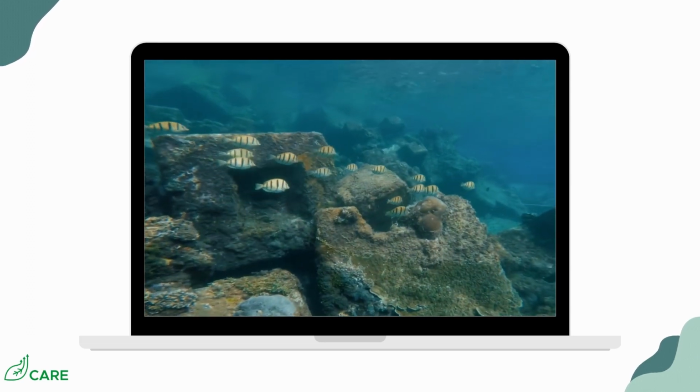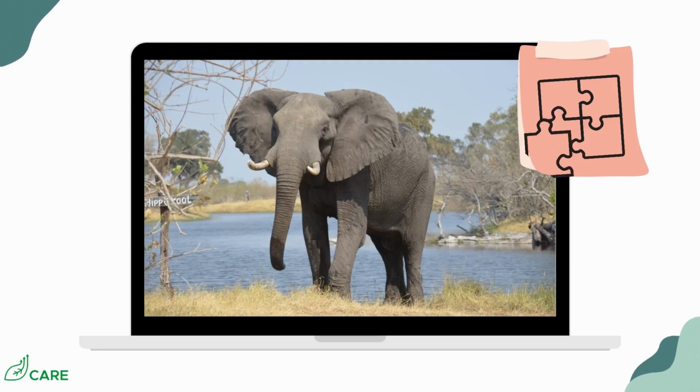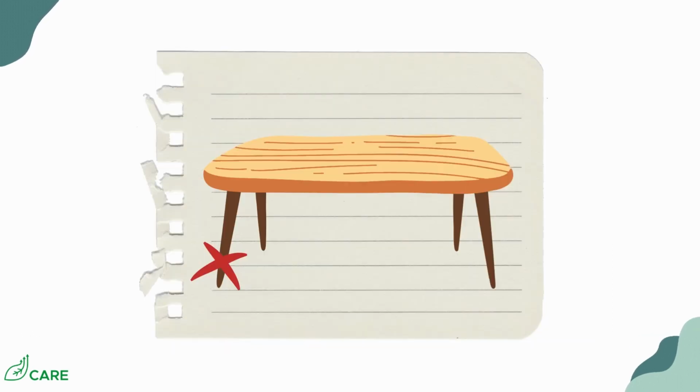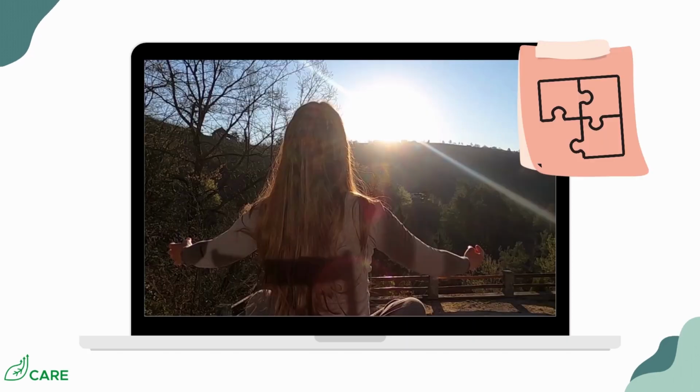From the tiniest plankton in the ocean to an enormous elephant on the land, all living organisms are connected to each other, and the disturbance of one can cause an imbalance in the others. Think of it like the legs of a table. If you break one leg, the table will not be stable anymore. Similarly, if one species becomes extinct, the ecosystem might lose its balance.